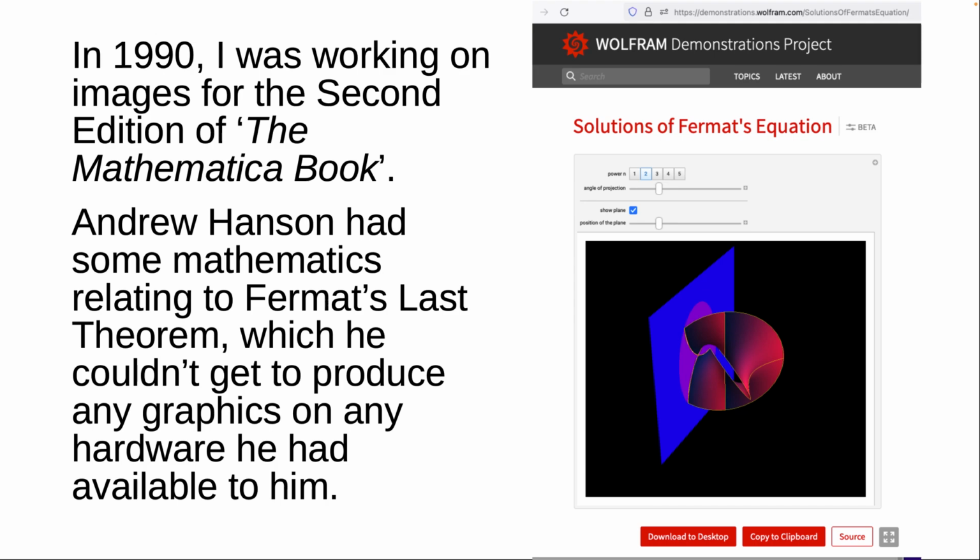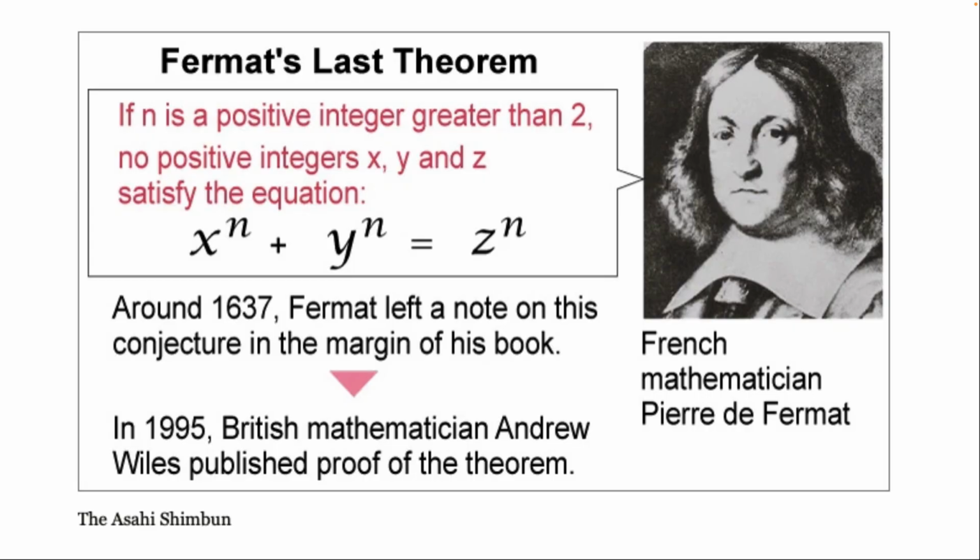There's a professor of computer science at Indiana University named Andrew Hansen. He had some mathematics relating to visualization of Fermat's last theorem, which he couldn't get to produce any graphics on any hardware he had available to him in 1990. I could do it on a Silicon Graphics Personal Iris. It's an R3000 Personal Iris. It worked just great. So what about Fermat's last theorem?